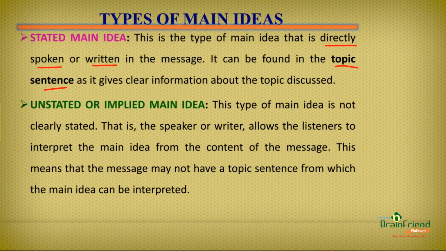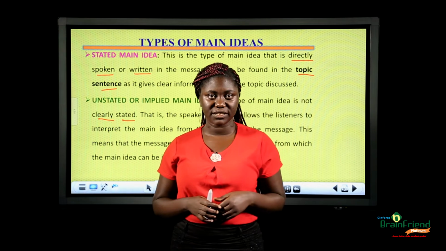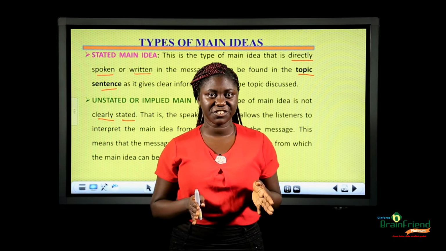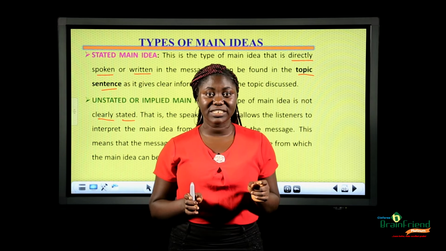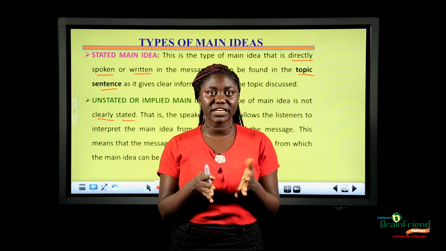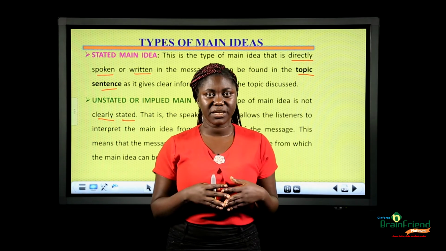While the unstated or implied main idea is a type of main idea that is not clearly stated. This means that the speaker or writer allows the listeners to interpret the main idea from what they understood from the message. The implied main idea may not have a topic sentence. This is because it is not clearly written or spoken in the message. Now the listeners or the readers have to interpret the message or bring out the main idea the way they understand it. Now let's take a look at an example of a stated main idea.